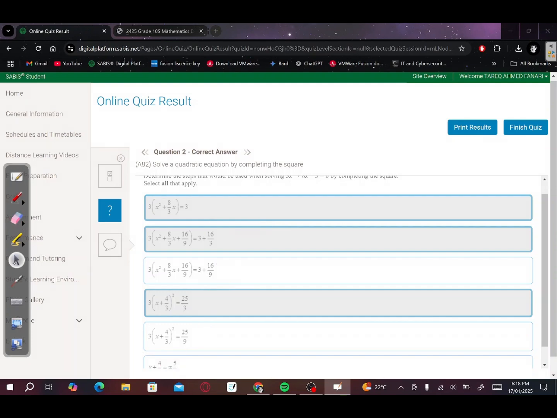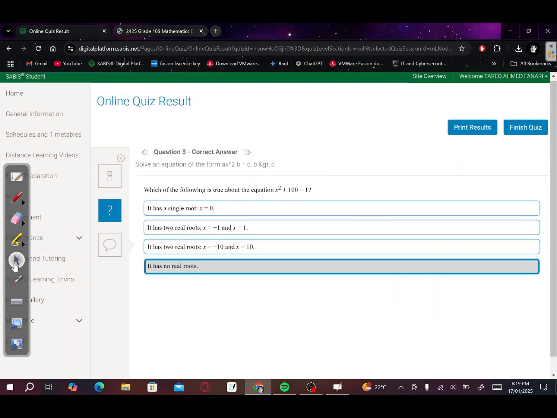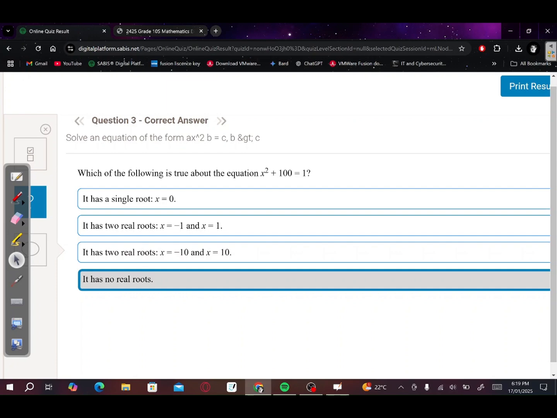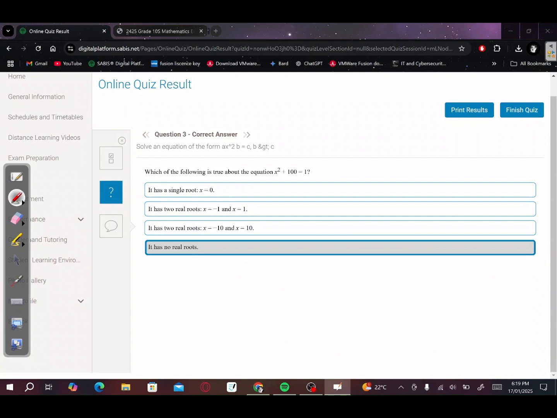Okay. Question 3. Which is what is true about the equation x squared plus 100 equals 1? For this one, you're going to need to use the discriminant. Let me just tell you what it means. Let me change the color to black. X squared plus 100 equals 1. You take it to the other side. Or actually, you don't need to use the discriminant. My bad. X squared equals negative 99. This is not possible. This is not a real solution. No real solutions.